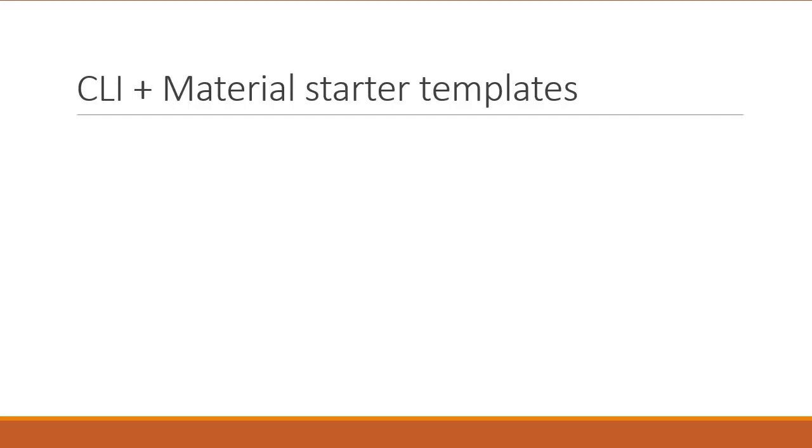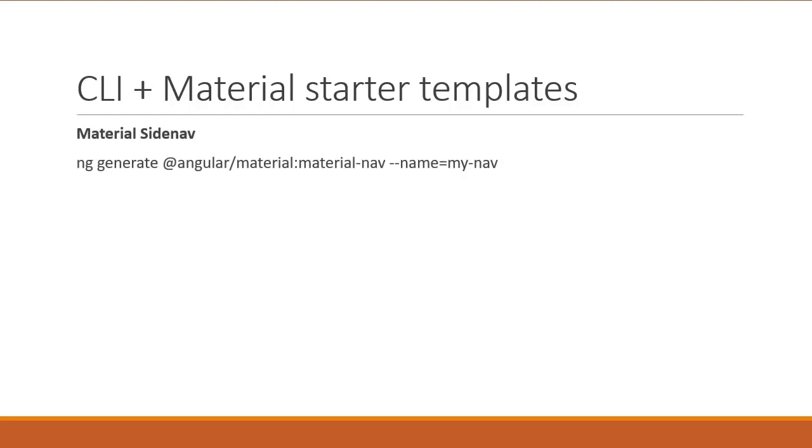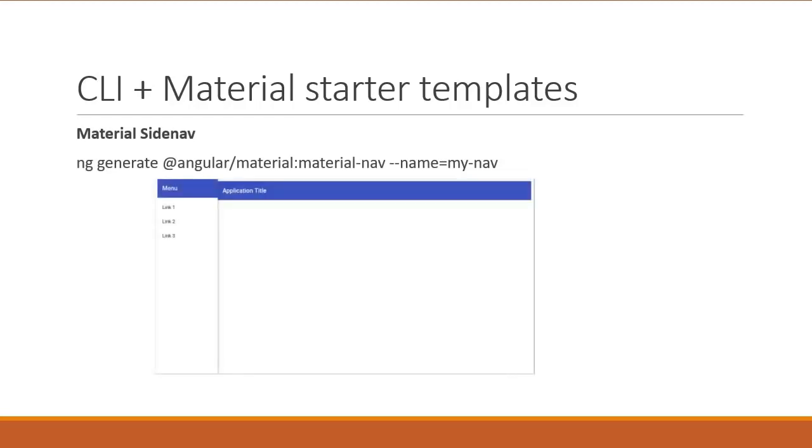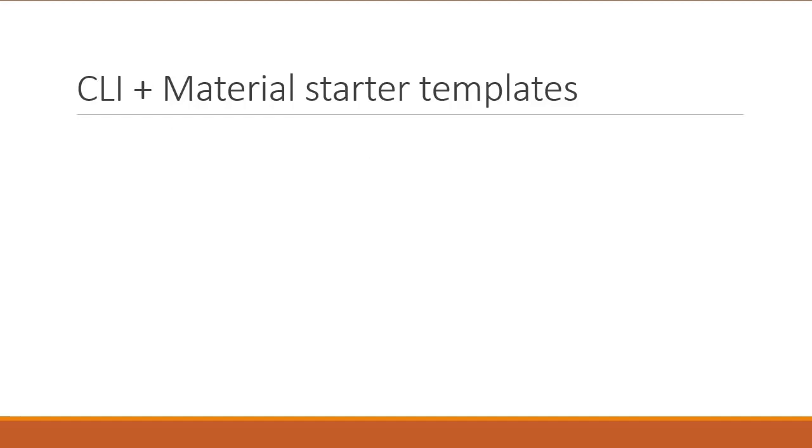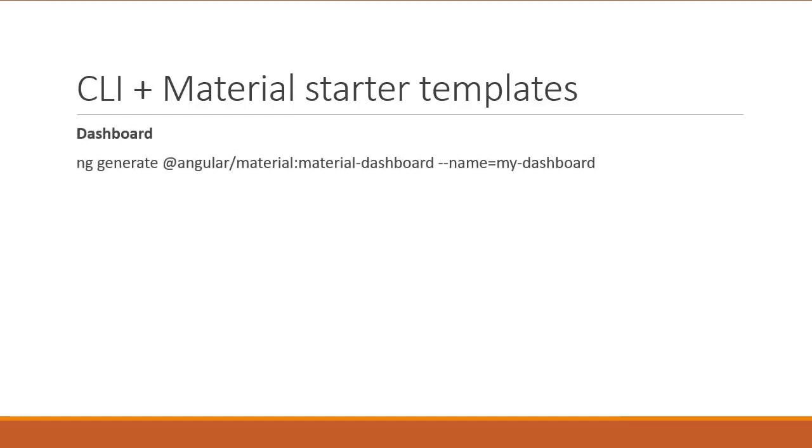Now, once you have run ng add @angular/material to add Material to an existing application, you will also be able to generate 3 new starter components. The first one is Material Side Nav. And the command will generate a starter template including a toolbar with the app name and then the side navigation. It is also responsive. You also have a template for a dashboard which contains a dynamic grid list of cards.